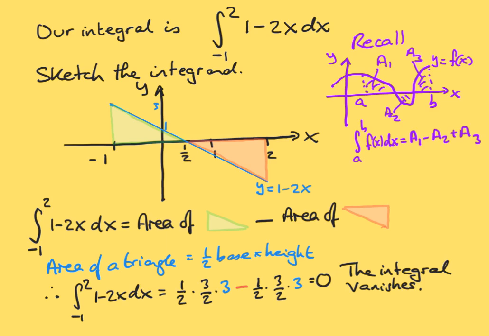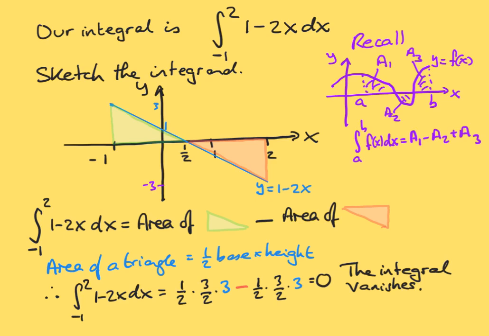So just as here we sketch the integrand, so here we sketch this integrand. This integrand is a straight line. y is 1 minus 2x is the straight line. At x is minus 1, it is at 3, because 1 minus 2 times minus 1 is 1 plus 2, so it's 3. At x is equal to 2, it is 1 minus 2 times 2, so it's 1 minus 4, so it's at minus 3 down here.